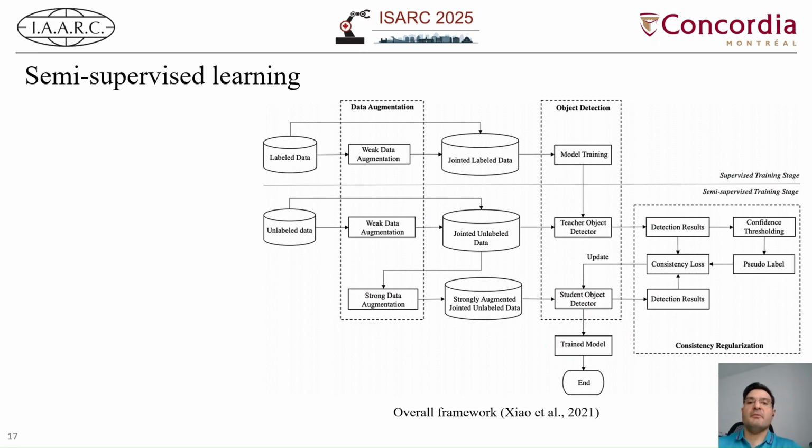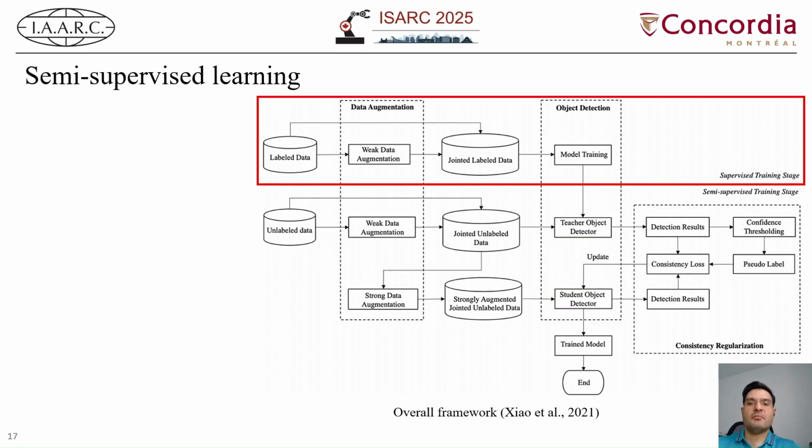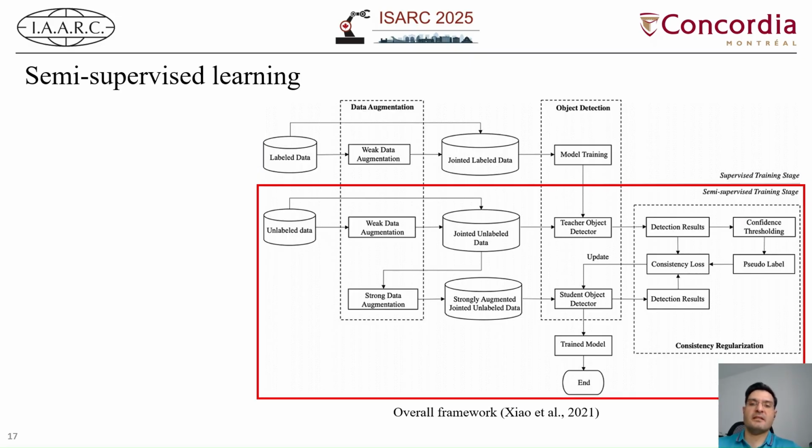Another category of unlabeled approaches are the semi-supervised learning methods, an example of which we can see in this figure. In this method, there is a teacher network and a student network. The teacher network is trained in a supervised manner using labeled data. Afterward, it provides pseudo-labels on the unlabeled data that are used to train the student network.